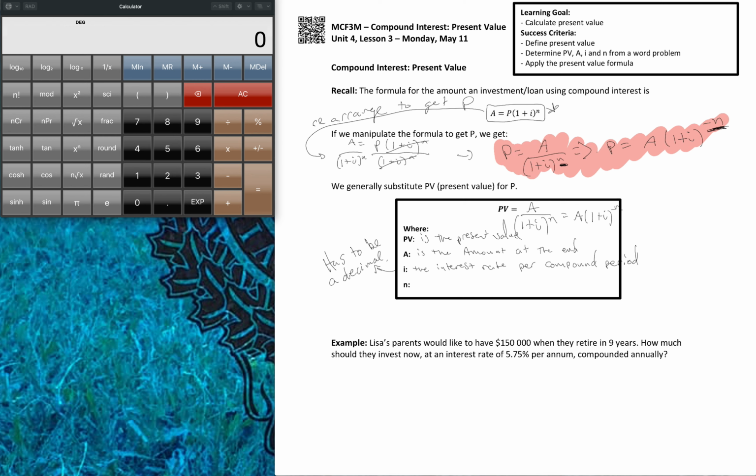You'll also remember that it's based on the wording of the question. So if I see biannually or monthly, those mean different compounding periods, right? And so we had to change what our interest decimal looked like depending on what the question was saying. Okay. And then n was just the number of compounding periods.